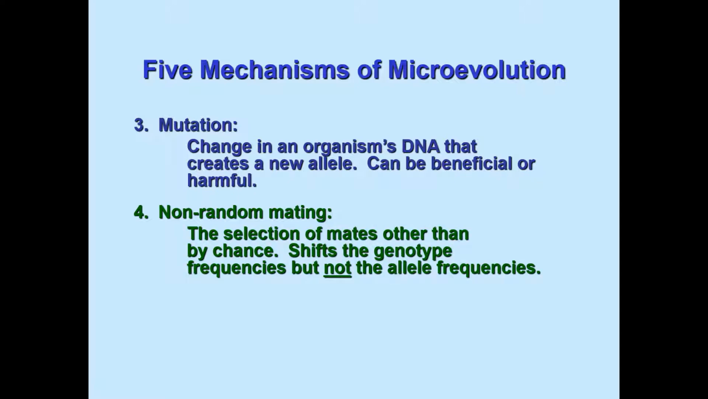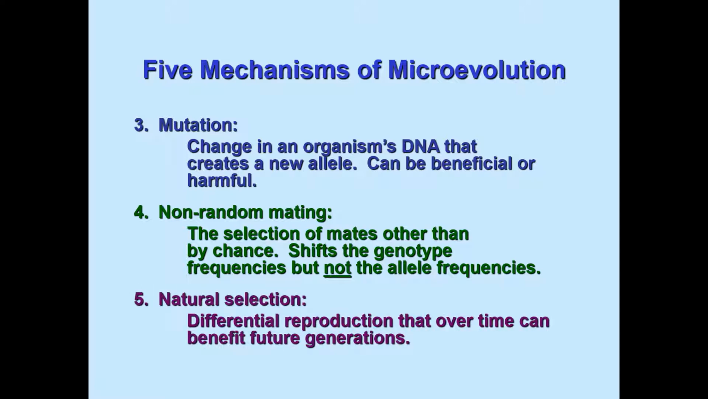And then non-random mating. Okay, non-random mating is just a selection of mates other than by chance, and that shifts the genotype frequencies, but not allele frequencies. You don't have to know details about that. And then finally, natural selection. Natural selection, that just is going to ensure that stronger traits are basically inherited by future generations.